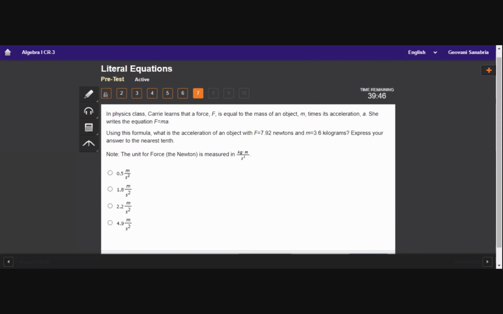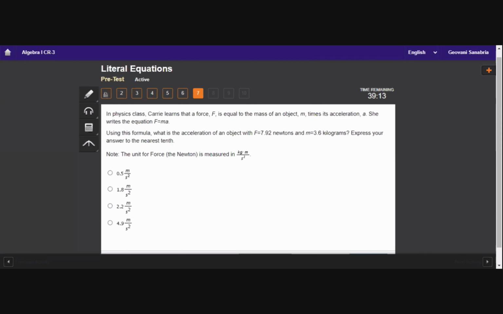So you see the equation F equals ma. That's F equals M times A. They give you the M. So the 3.6 is the M. So you're going to do 3.6 times, and then the A. Those are all A values, the answers.